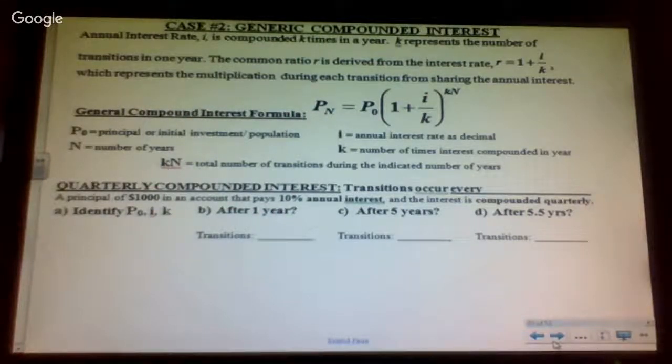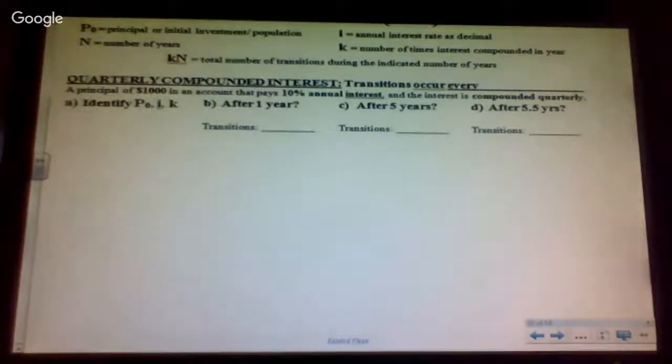So here's that equation that we just did. So now we need to do compounded quarterly. What does my equation look like if I'm compounding quarterly?